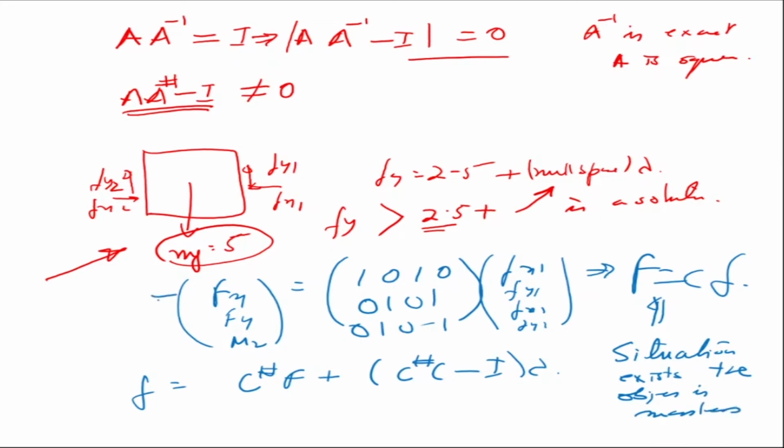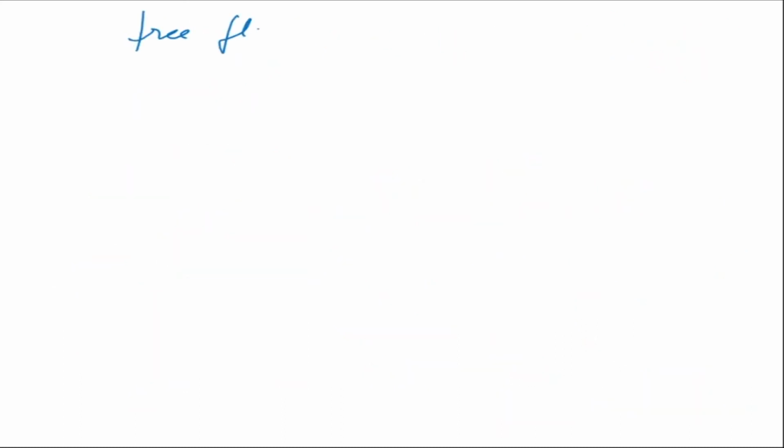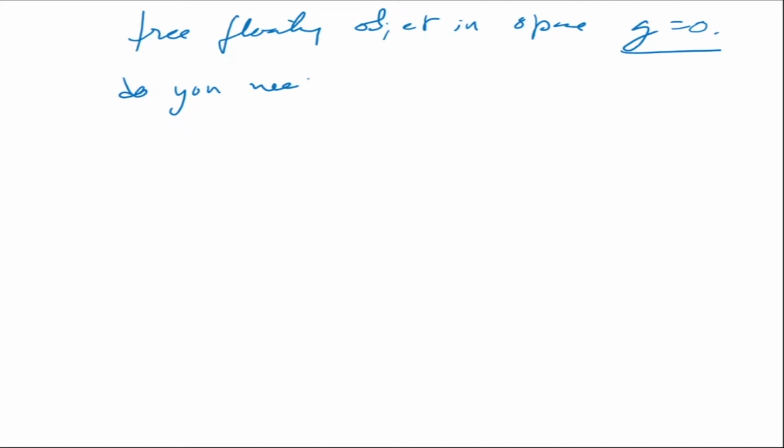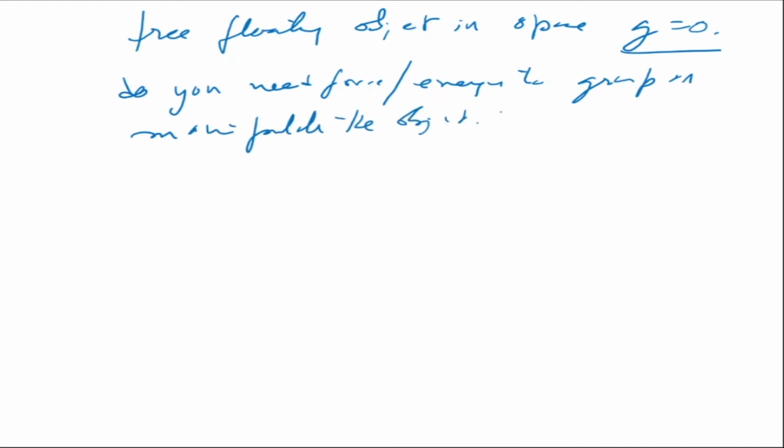So it basically means that this matrix is equal to 0 0 0. There is no force, the object is massless. For example, in outer space, there is no gravity, so it's weightless, it's just floating anywhere. If you want to catch a floating object and move it somewhere, do you have to apply force? I hope you understand what I'm saying here. We have a free floating object in space. That means g is equal to 0. So do you need energy? Do you need force? Force means you have to do work. Do you have to expend energy to grasp or manipulate the object? This is an interesting question.